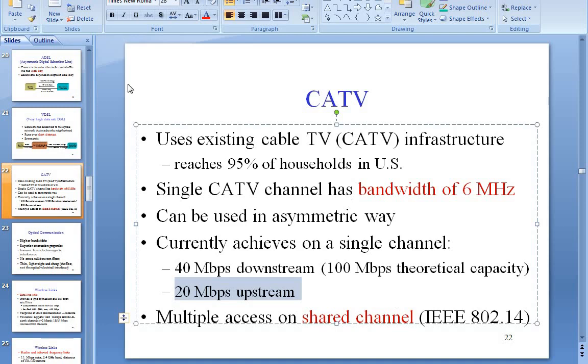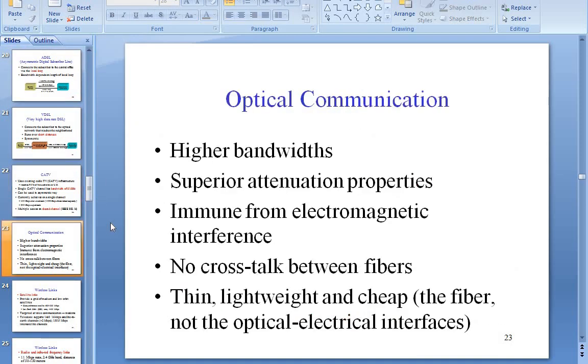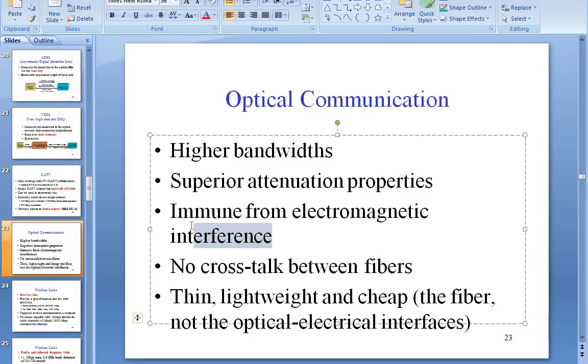So these were the guided media. In the unguided media or wireless links, we also have fiber optic communications. The optical link has high bandwidth, superior attenuation and propagation, and is immune to electromagnetic interference. There is very little interference in the fiber optic link, no crosstalk between fibers, and it is lightweight and cheap.